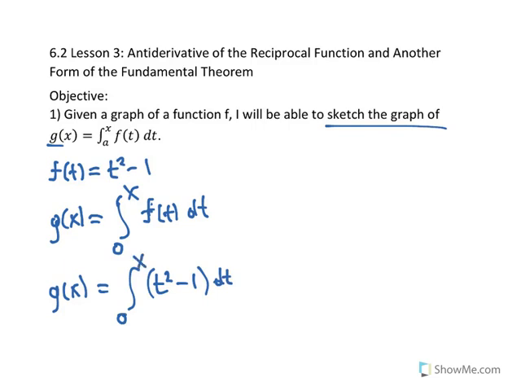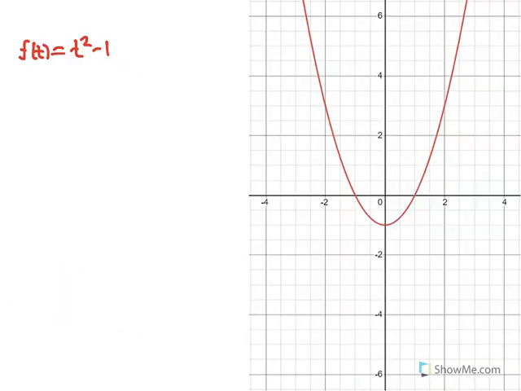So what do we want to do? We want to sketch the graph of the function g. We begin with the function f. The graph of f is here. It is a parabola. We happen to know the rule for the function f in this problem. f of t is equal to t squared minus 1. But we should be able to do these types of problems just from the graph of f, even if we don't know the rule for it.